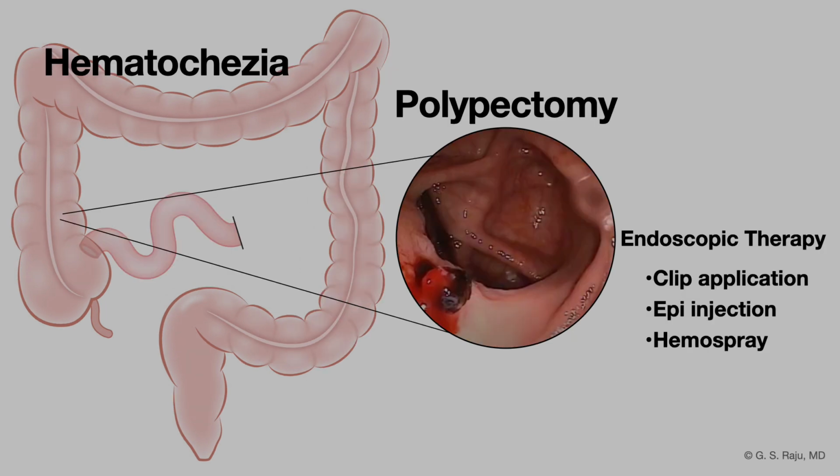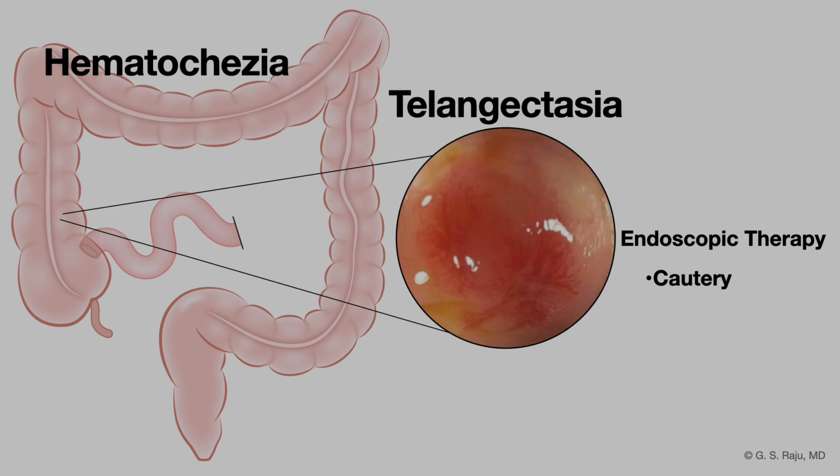Next, talk about post-polypectomy bleeding. In this case, you can use any one of these: clip, epi injection, hemospray, cautery, whatever. They all work depending upon the location. If you have telangiectasia, you use cautery, typically with APC. Best is to use APC after injecting a little bit of saline with a little bit of epinephrine so that you create a submucosal cushion and less risk for perforation.